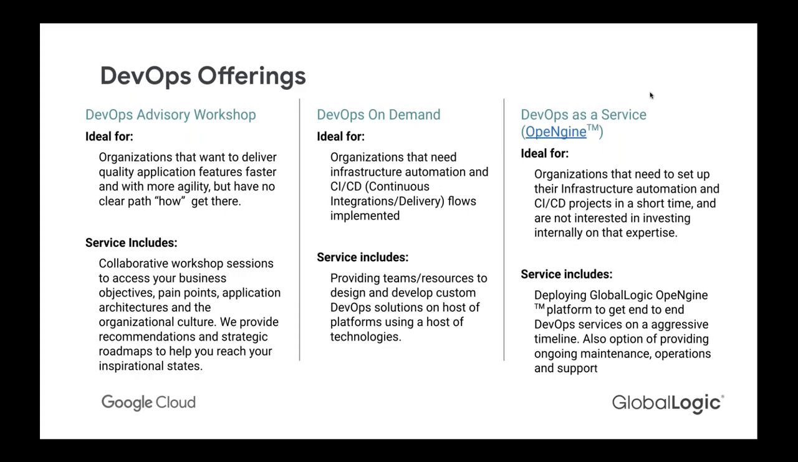Usually we provide several types of services. It can be advisory, when we go to the customer and investigate what happens, we check and ask questions, and we provide our customers with advisory, or a plan, or a design architecture for how to implement certain things. It can be a solution on demand, or CI/CD or DevOps on demand, when we just provide our resources. But the most interesting option is the OpeNgine framework. That's the accelerator which basically speeds up the process of cloud adoption using Kubernetes, managed Kubernetes services on Google Cloud.